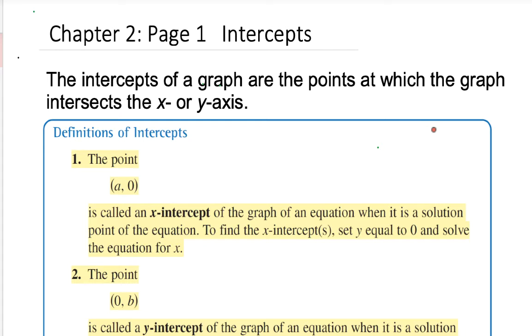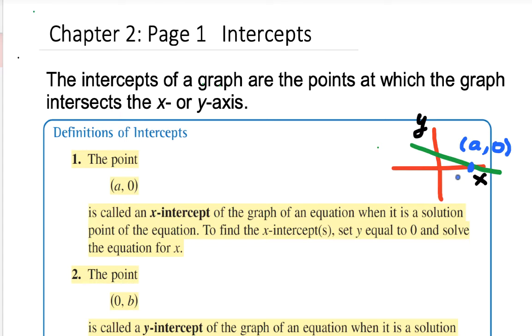So if we look at it from a graphical point of view, let's suppose this is my x and y plane. So this is x, this is y. And suppose this is the equation of a line, and we would like to know what is the x-intercept. So the x-intercept, guys, here would be this point. It will be the point (a, 0).